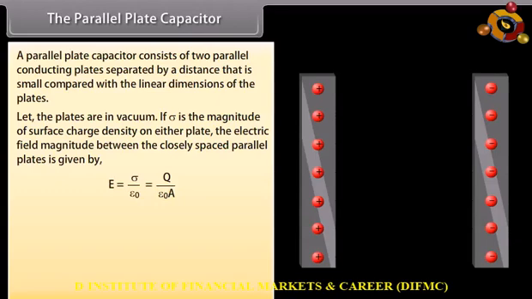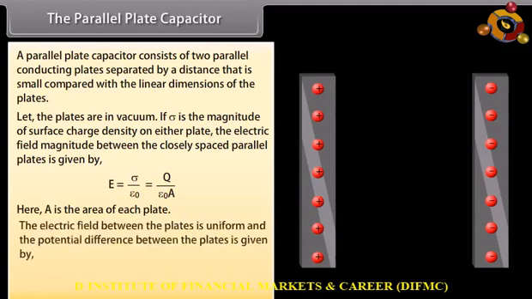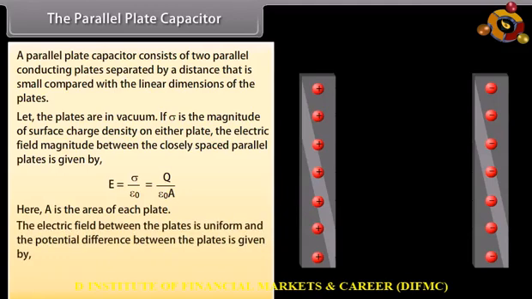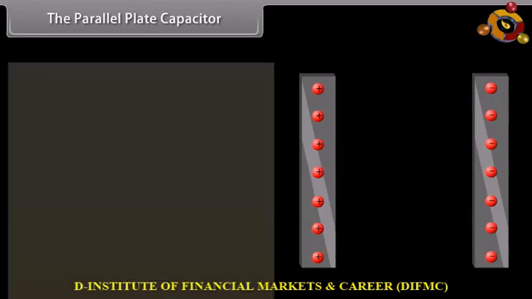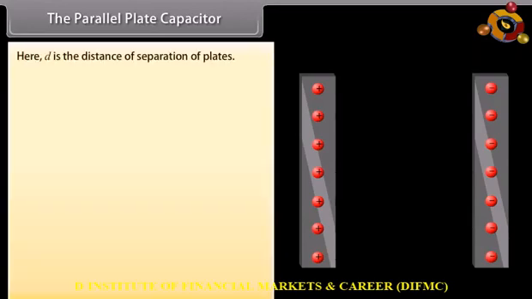Put the value of sigma in the above equation. We get E is equal to Q divided by epsilon naught A. Here, A is the area of each plate. The electric field between the plates is uniform and the potential difference between the plates is given by E D, which is equal to Q D upon epsilon naught A. Here, D is the distance of separation of plates.